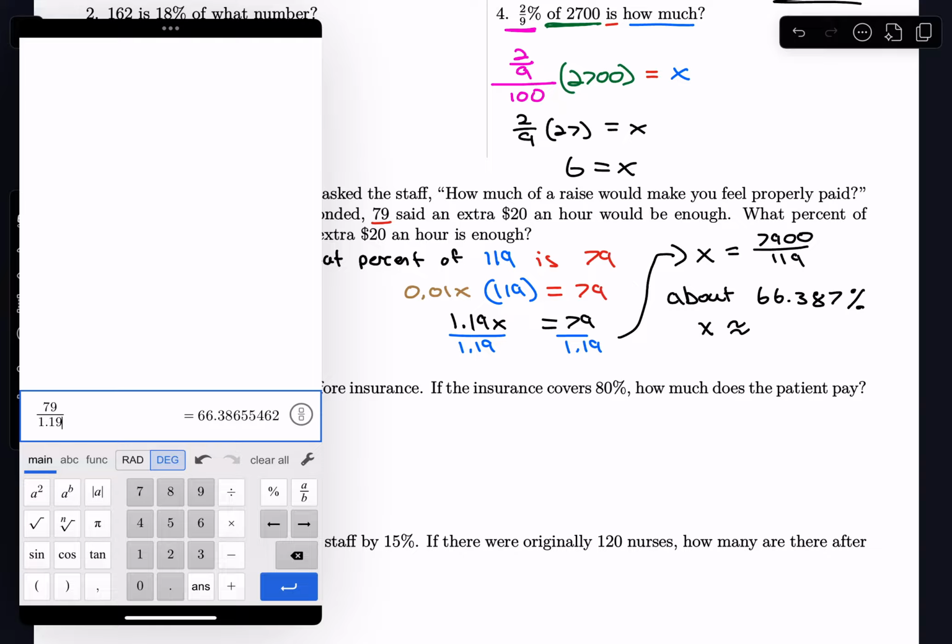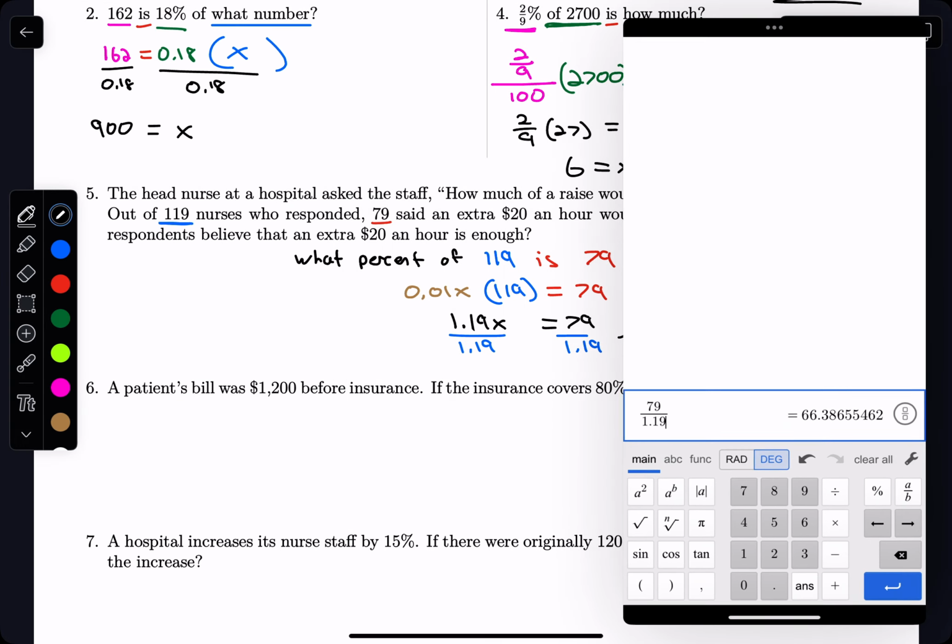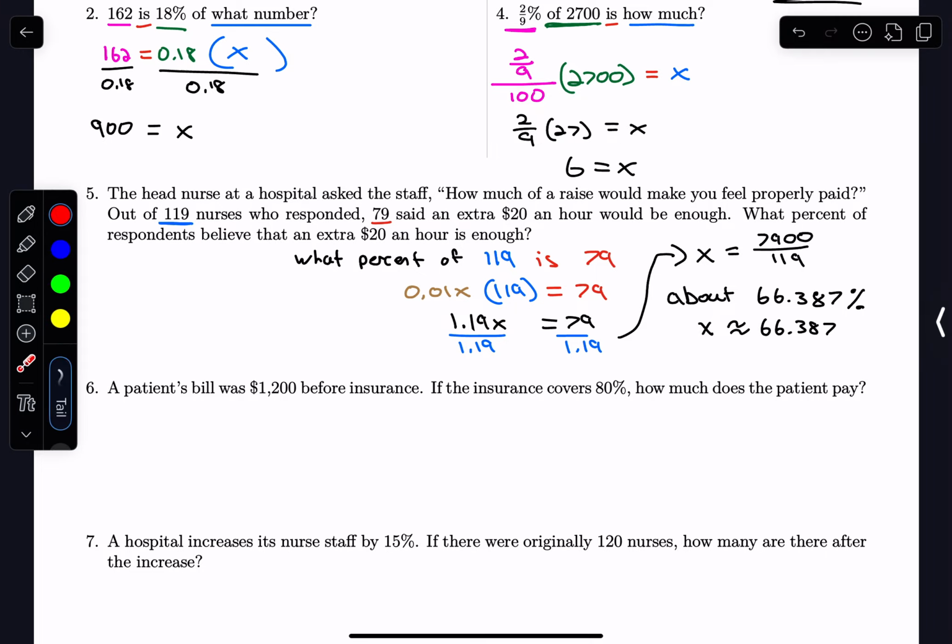So we could also say that x is approximately, is what that squiggly equal sign means, 66.387. And that represents the percentage. So if I'm going to answer in normal English, if someone was asking me this question, then I would want to give them this middle answer here. If someone asked me, out of 119 respondents, 79 said it's enough, what percent is that? I would say, well, it's about 66, and I'd probably even round this further. I'd say it's just about 66%.